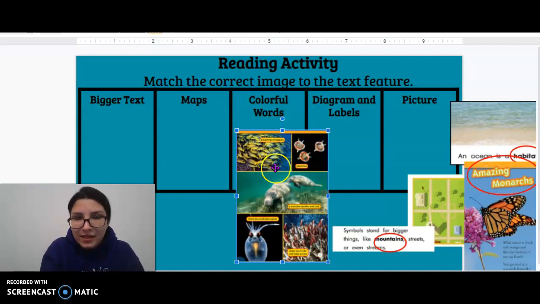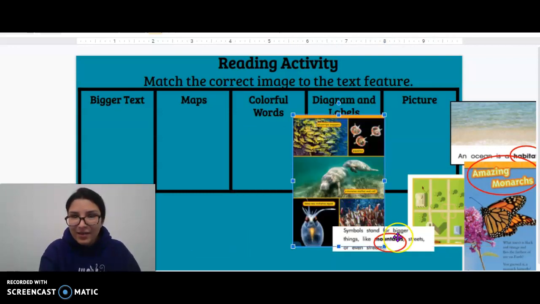Diagram and labels. Remember, diagram is the image with the labels. Okay? Labels are the words. So right here, here's an image, and here's the label. Here's the image, here's the label. Image, label, image, label, and image, label. So this one goes right here. Okay.